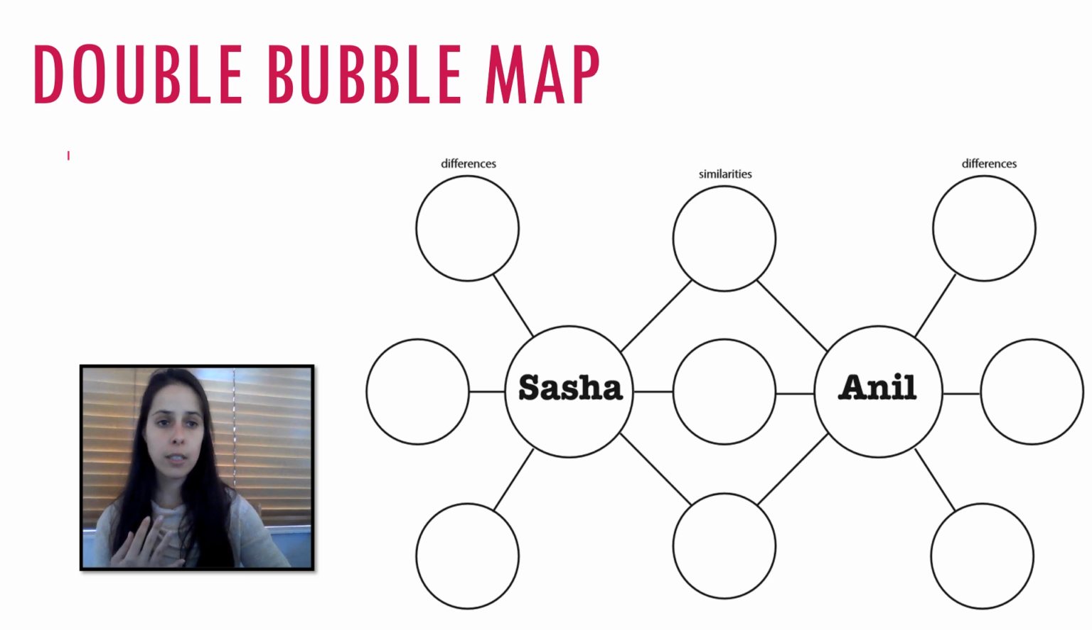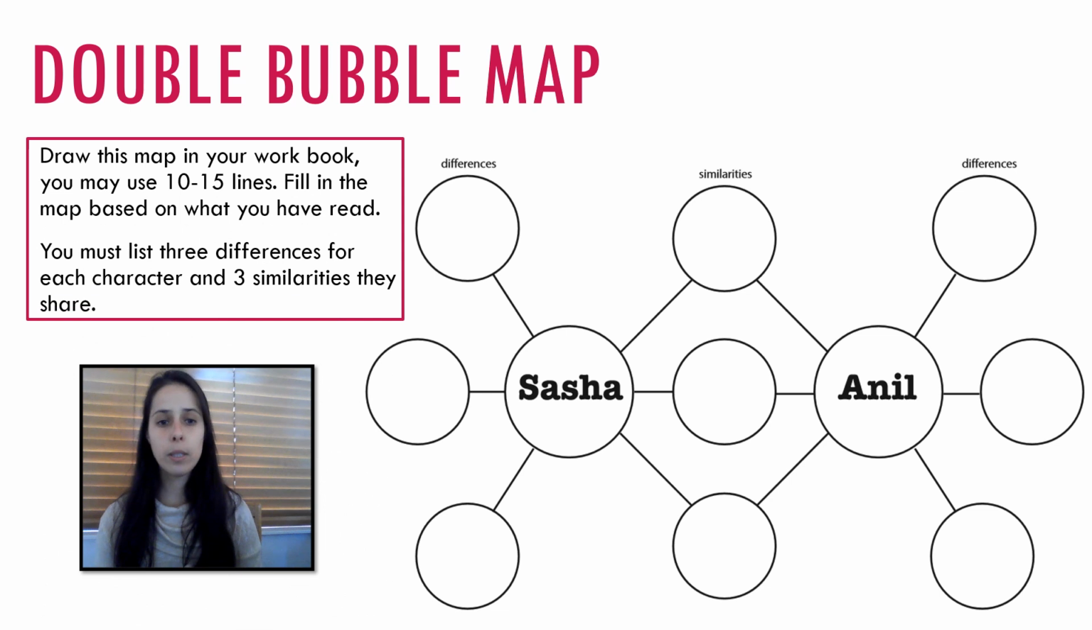So let's have a look at the instructions, and then you can start. Draw this map in your workbook. You may use 10 to 15 lines, please not more. I recommend that you count now 15 lines and then take a pencil line with your ruler and rule off so that you know where 15 is and you don't go over that.